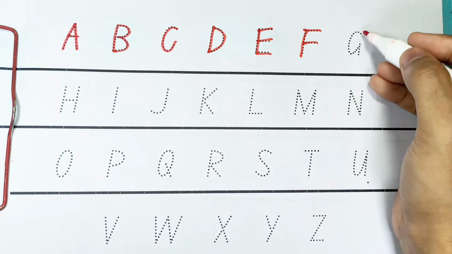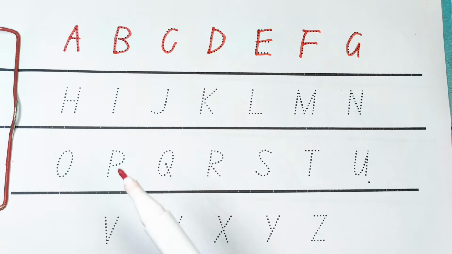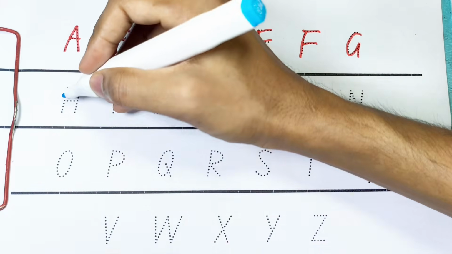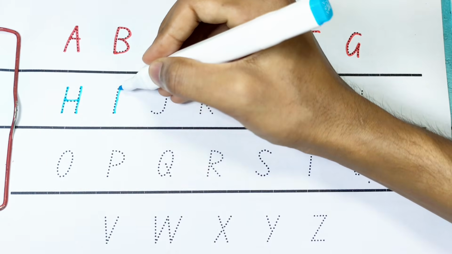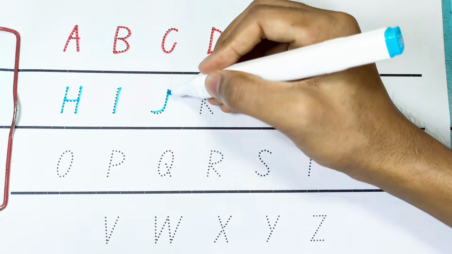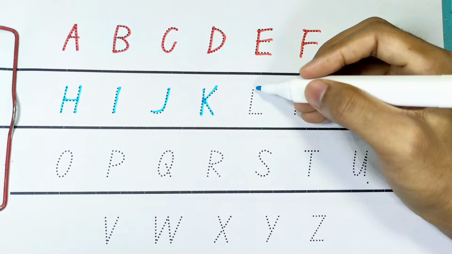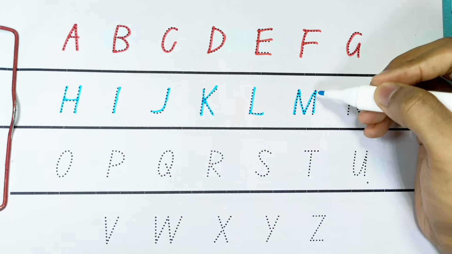The next one is G. G for gorilla. The next one is H. Baby blue color. Now we're using the color of baby blue color. H for hand. I. The next one is J. K for kite. L for lemon. L for lion. M for moon. M for mango.